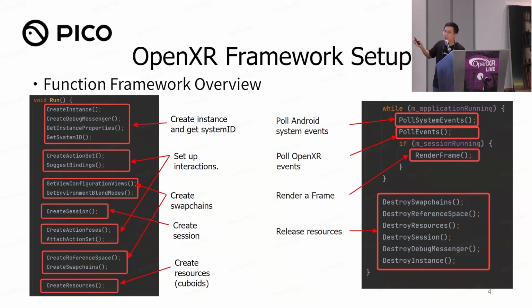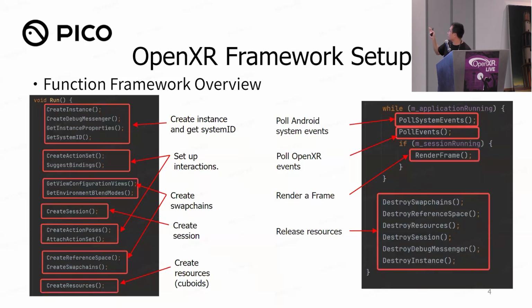Okay, here is the overview of the framework of the main function in the demo. On the left side, we can see it just creates the instance and gets the system ID, which could be used in the subsequent function calls. And then it sets up the interactions, creates the swap chains, creates the session, as well as some resources for rendering.